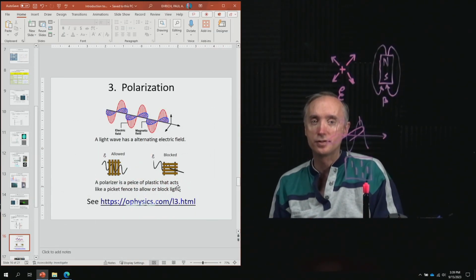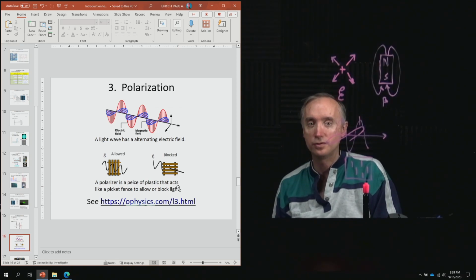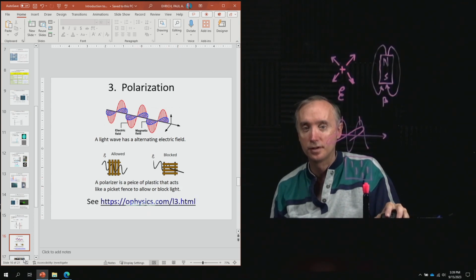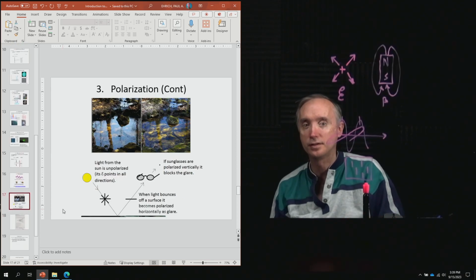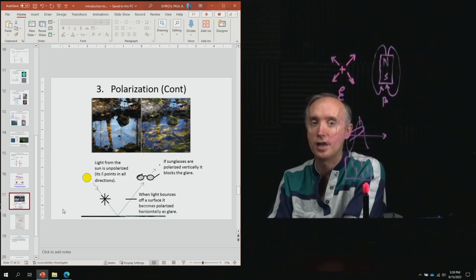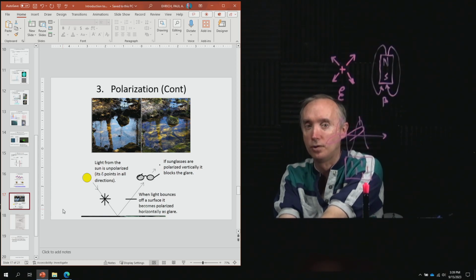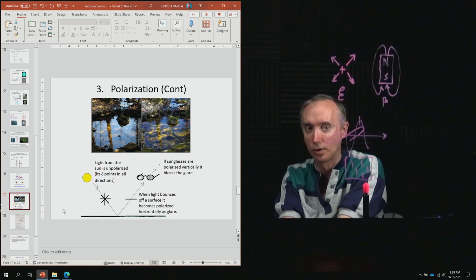So I wonder, is there any usefulness to this particular property, polarization? And yes, there is. It's polarizing sunglasses. I want you to have an understanding of how polarizing sunglasses work.